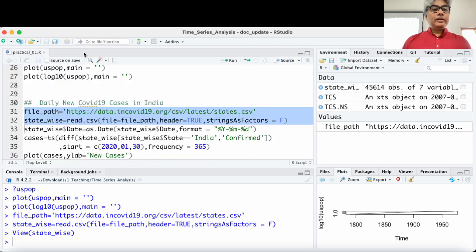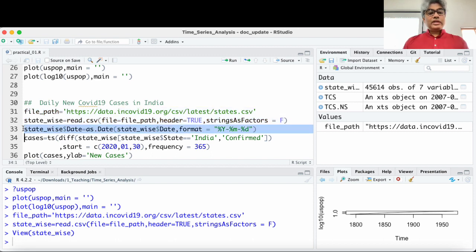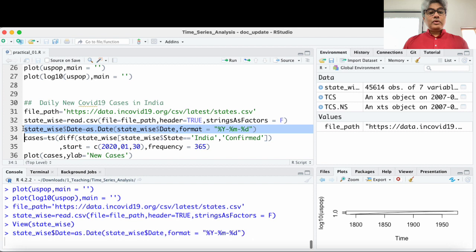All right, next we can do state-wise analysis. The date came as a string, so I had to convert it. This line is converting the date string to a date format.